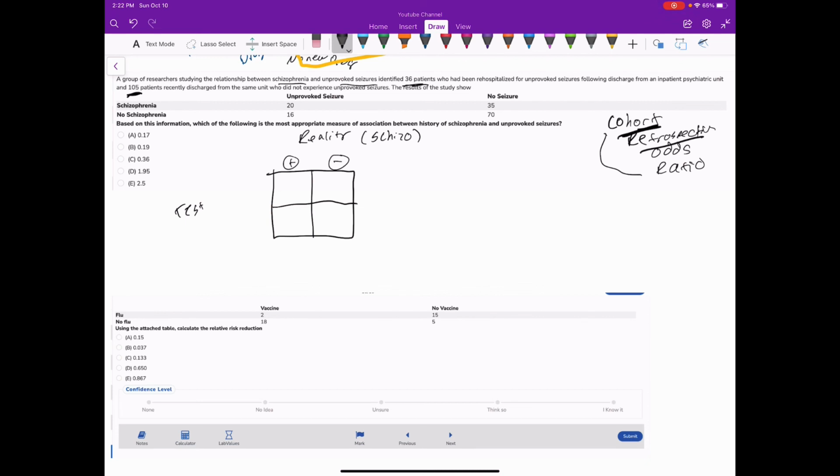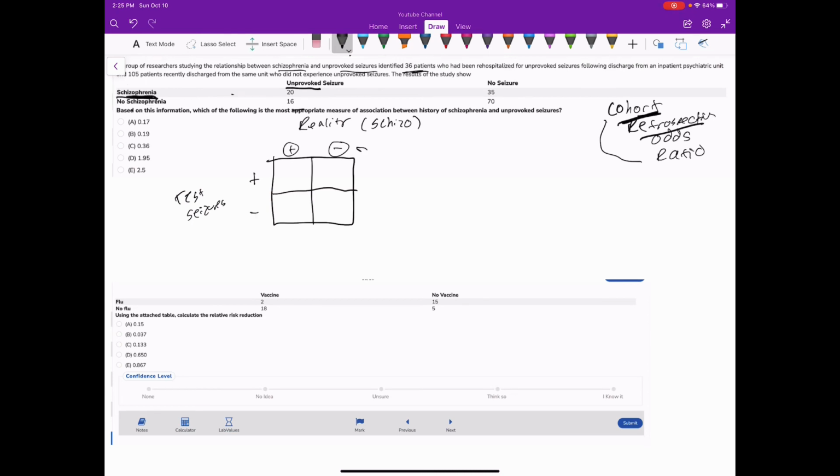They're testing for if we had a seizure. So unprovoked seizure or no seizure, positive or negative. We'll go schizophrenia first, right? And if we have an unprovoked seizure, what did we label that as? Positive, same thing. And what do we label negative as? No seizure. So if we had schizophrenia, we're in this column, and if it was an unprovoked seizure, there's 20 of them. So schizophrenia, unprovoked, 20.